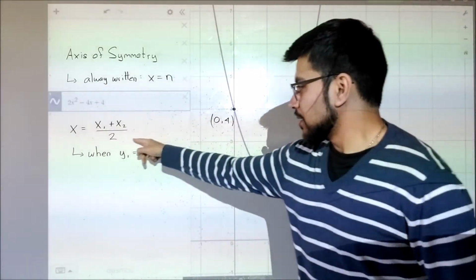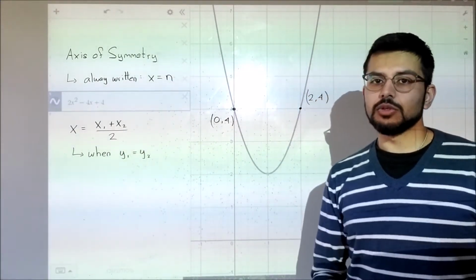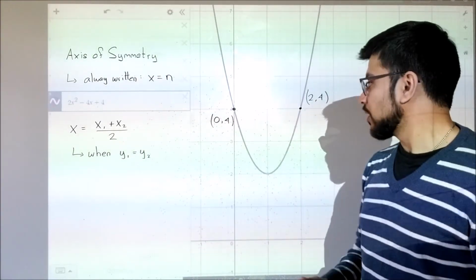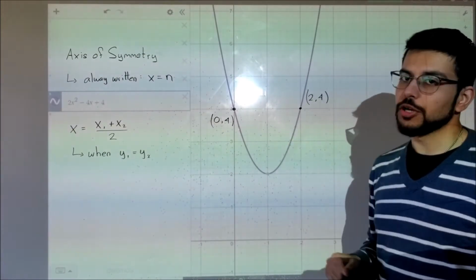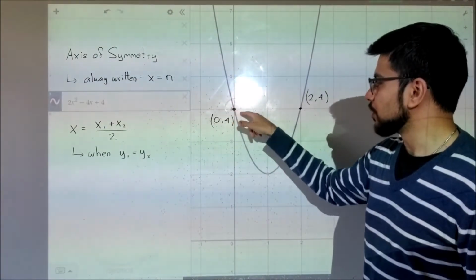The only thing that needs to be true about that is you need two y values that are identical to each other. So you have to look on a horizontal axis of some sort and find a point where your quadratic crosses over that horizontal axis. I've chosen two easy points.